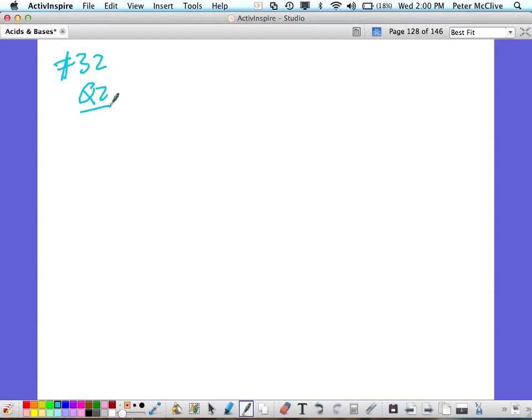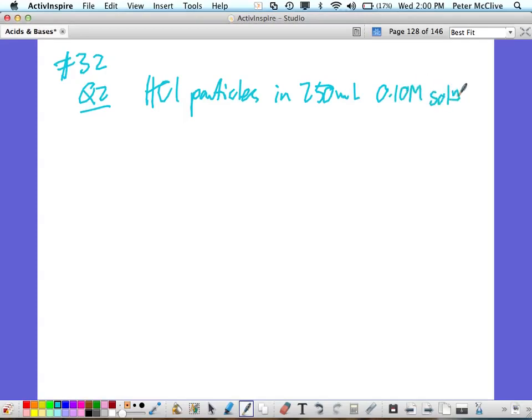All right, question 32. Oh, the bell's going to go in a few minutes. So the example was how many HCl particles in 250 mL of a 0.1 molar solution. All right, so that's the question.